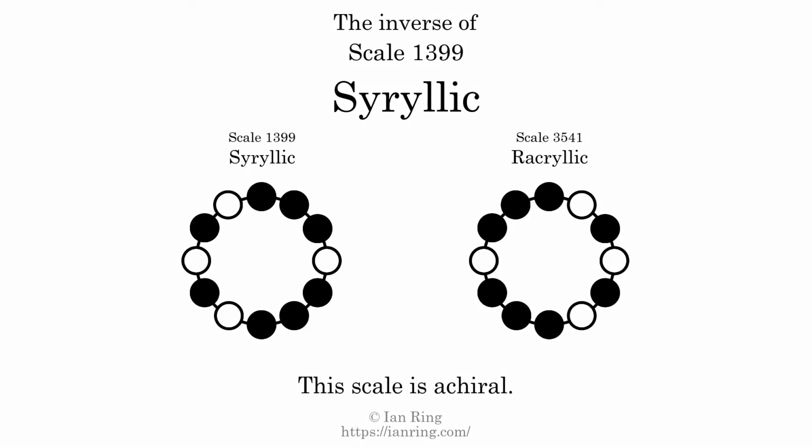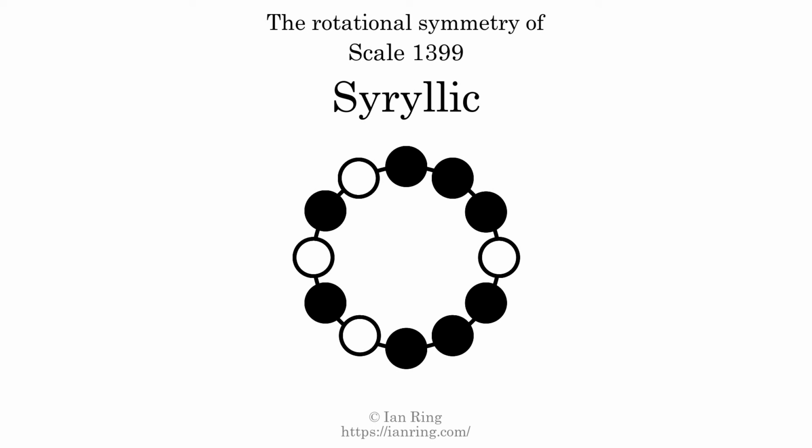The inverse of a scale is a mirror image. It is what you get when the sequence of intervals is reversed. The inverse of this scale is scale 3541, also known as Syryllic. This scale is achiral, since it can transform into its own reflection by a rotational transformation. This scale has no rotational symmetry.